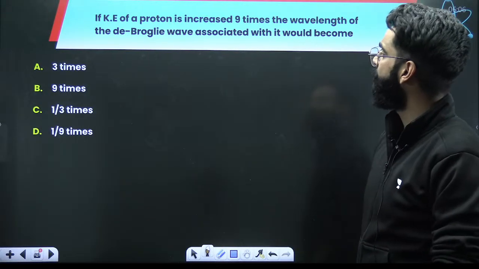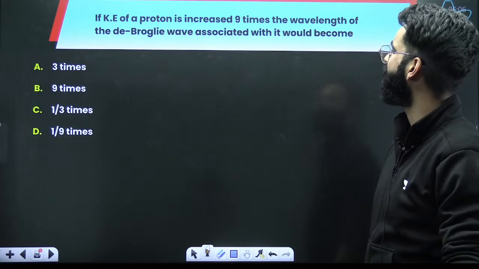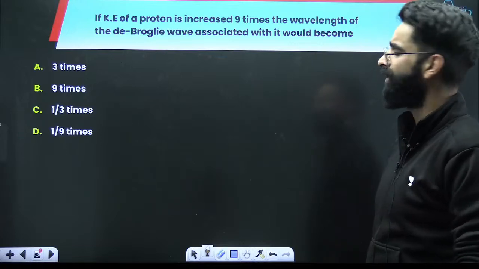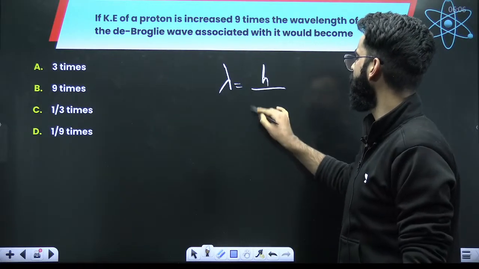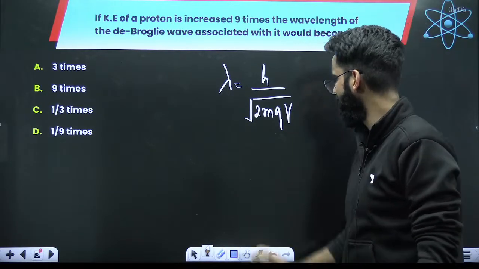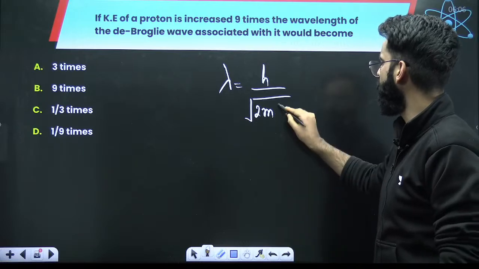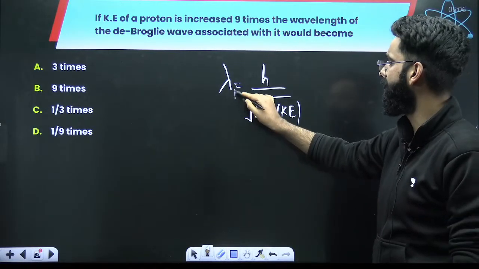If the kinetic energy of a proton is increased 9 times, the wavelength of the de Broglie wave associated with it would become... simple. Lambda is equal to h upon under root of 2mqV. Or instead of qV, let me write kinetic energy. Perfect. Let me call this lambda 1.